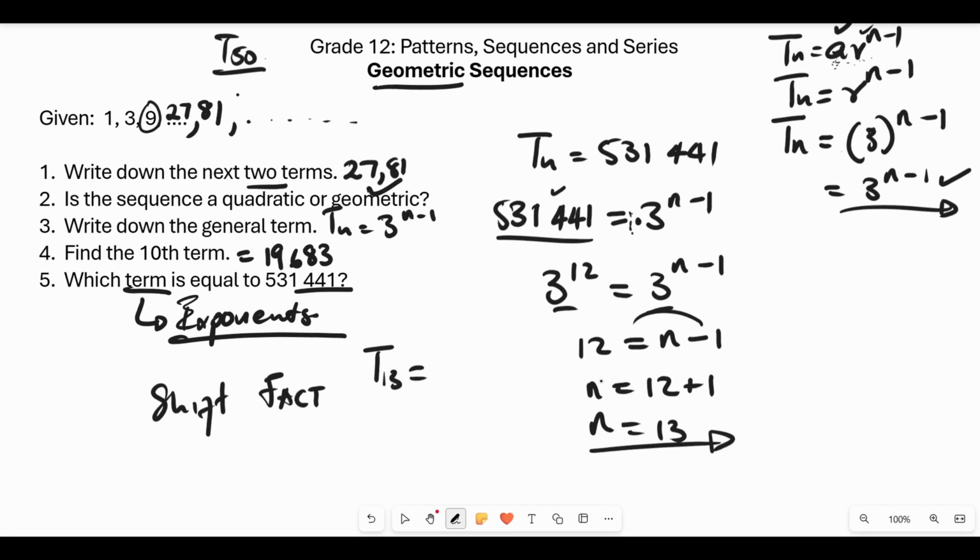So term 13 is going to be equal to 531,441. That will be the answer to that. So that was it about the geometric sequence. On the next one, we're going to be focusing on the sigma notation and the arithmetic and geometric series.